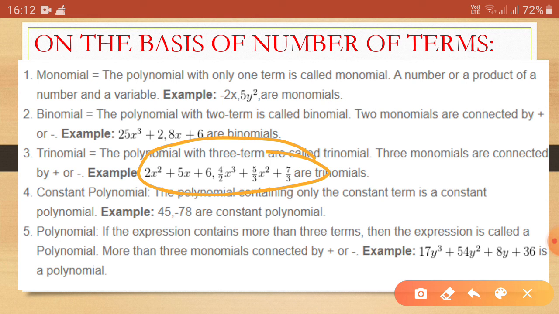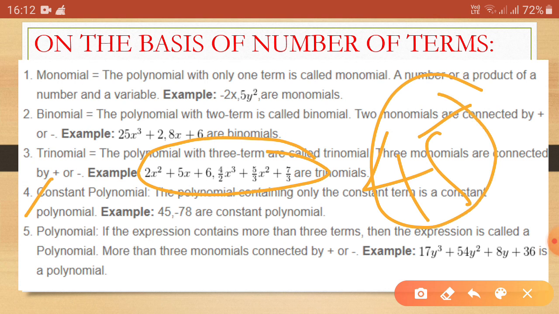Okay, next is constant polynomial. So what is known as the constant polynomial? If in the polynomial there is only the constant, then it is known as the constant polynomial. So if I write 45, it is known as the constant polynomial. If we write minus 75, it is known as the constant polynomial.